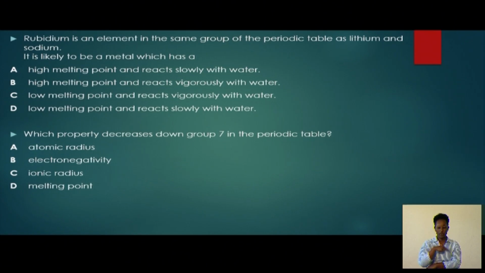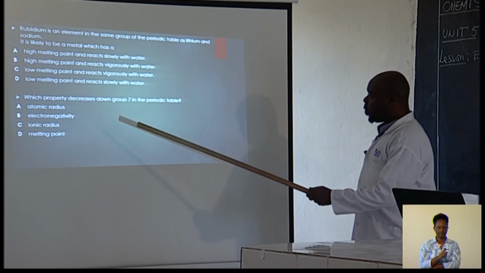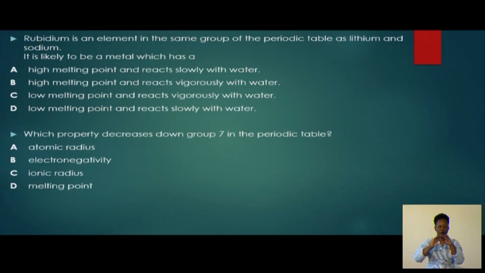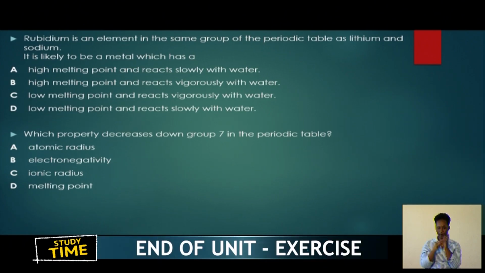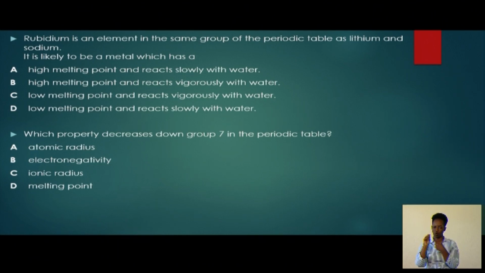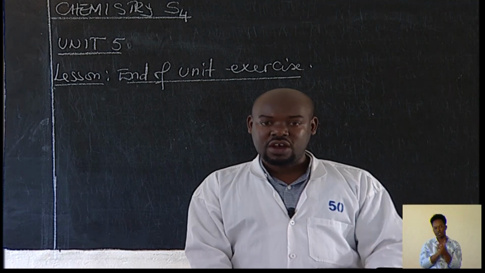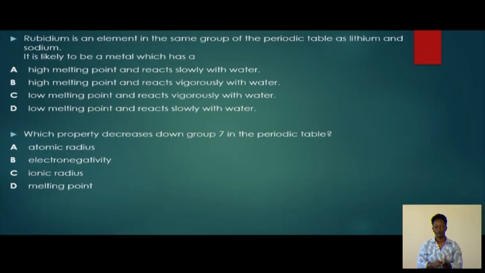We go to the fourth question. Which property decreases down group 7 in the periodic table? We have 4 suggestions: the atomic radius, electronegativity, ionic radius, and melting point. The property which decreases as we move down the group of the halogens. Think about it. Some seconds and you write down the answer, and then we analyze the question and give the right answer so that you can compare with what you have suggested.